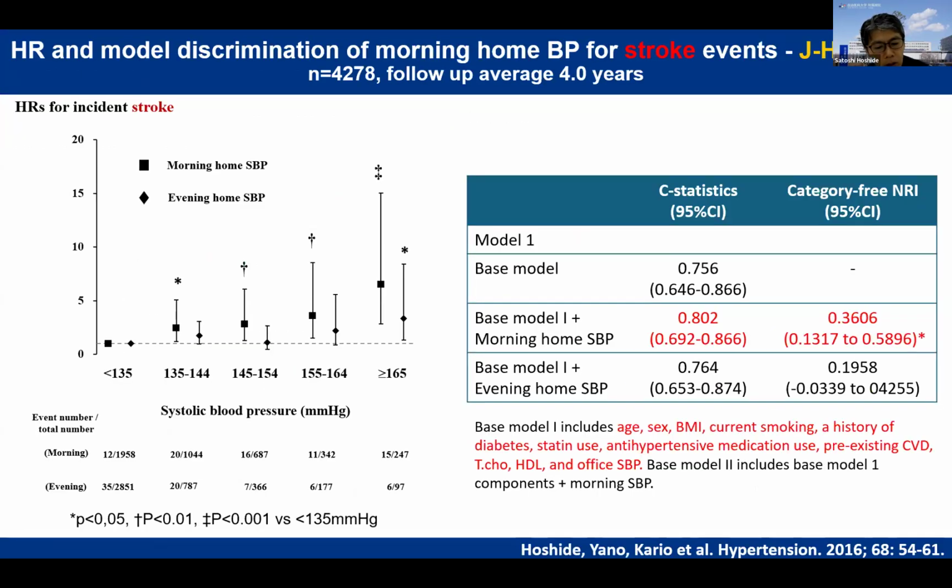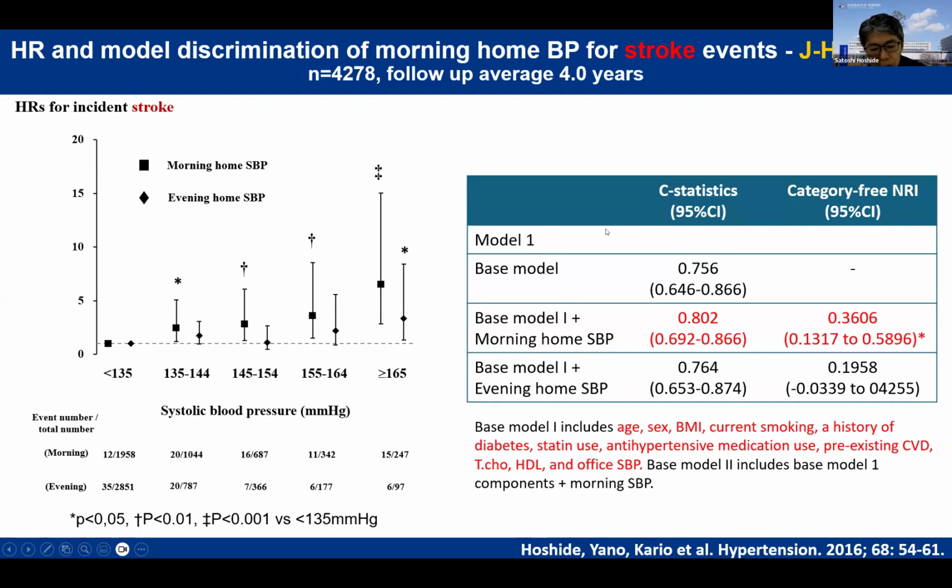In my work, we performed a retrospective study of the predictive value of home blood pressure monitoring. Home blood pressure monitoring, known as out-of-office blood pressure, provides more prognostic power than office blood pressure. As you can see, especially in the morning, increasing home blood pressure level is associated with stroke event in the Japanese population.